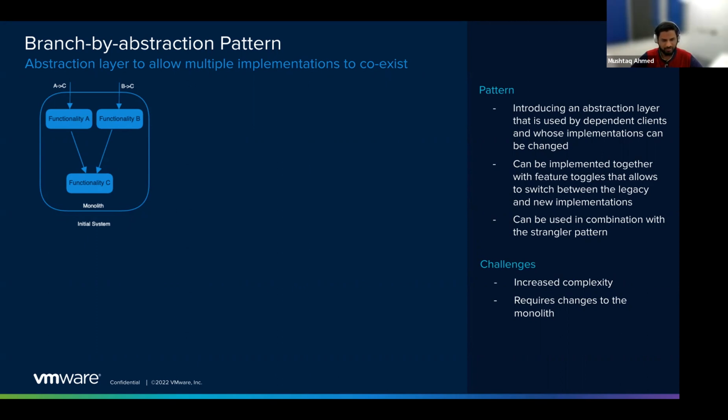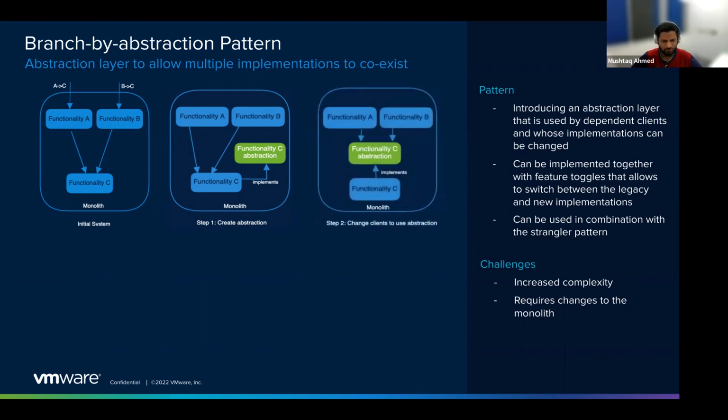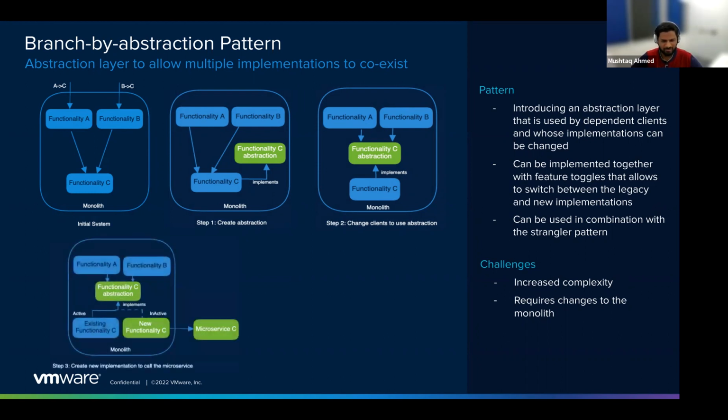The first step is to create an abstraction that represents the interaction between functionality C and functionalities A and B. With the abstraction created, we now need to refactor the A and B functionalities to use the new abstraction point. At this point, there should be no changes in the system's functional behavior. With the abstraction in place, we can now start working on a new implementation of the abstraction layer that will mostly function as a client calling out to the actual microservice.